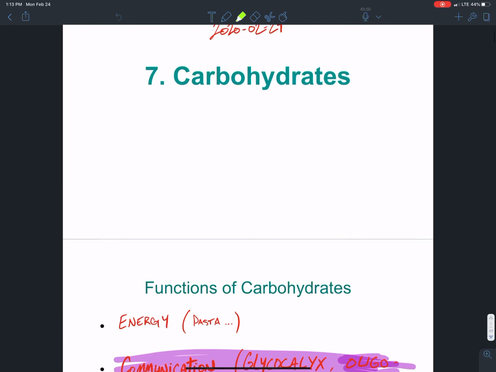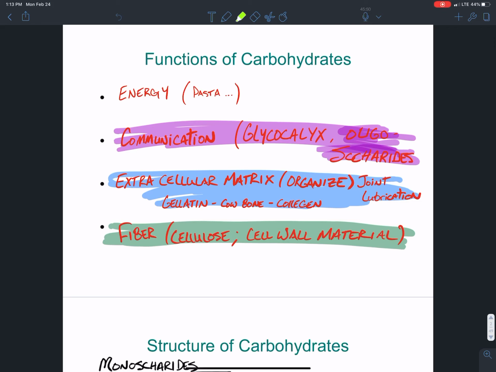So we will begin. The functions of carbohydrate, well, it's to provide energy, communication, the glycocalyx or the oligosaccharides, also extracellular matrix. It helps to organize, and we know that even it provides support structure like in the gelatin and the cow bone. And then carbohydrates also help with fiber in that all plants have the cellulose or cell wall material, right?